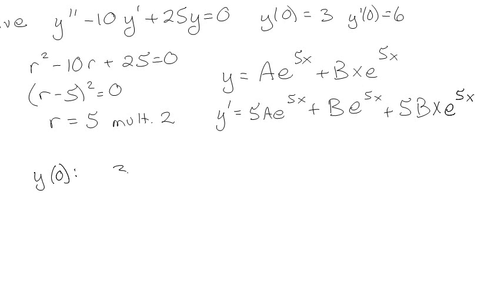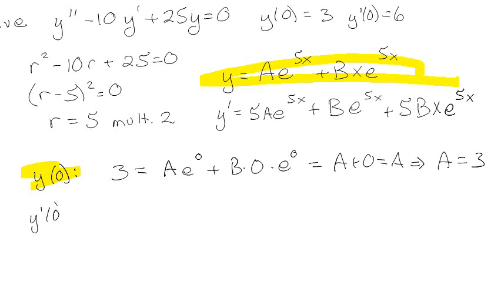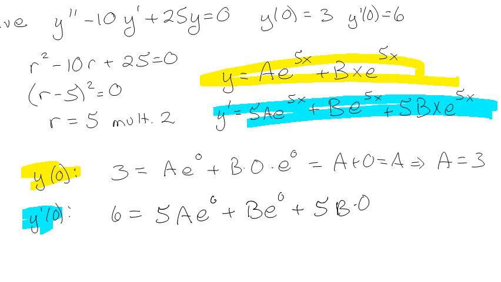So y at 0 is 3, so I'm looking at the general solution: 3 is equal to a times e to the 0 plus b times 0 times e to the 0. So that's a plus 0, which is a, so that means a is equal to 3. If I apply y prime at 0, that's the other one. I know that's equal to 6, so I've got 5a times e to the 0, plus b times e to the 0, plus 5b times 0, so that's going away. I know that a is equal to 3, so I can plug that in as well. So I have 6 is equal to 15 times 1 plus b. So that means that b is equal to negative 9.